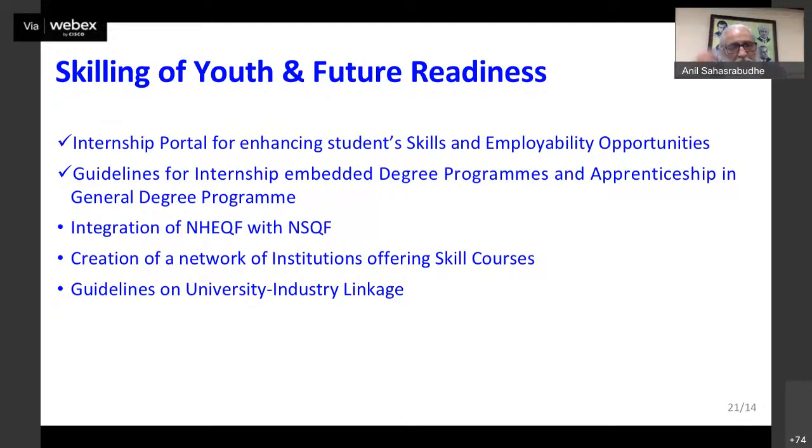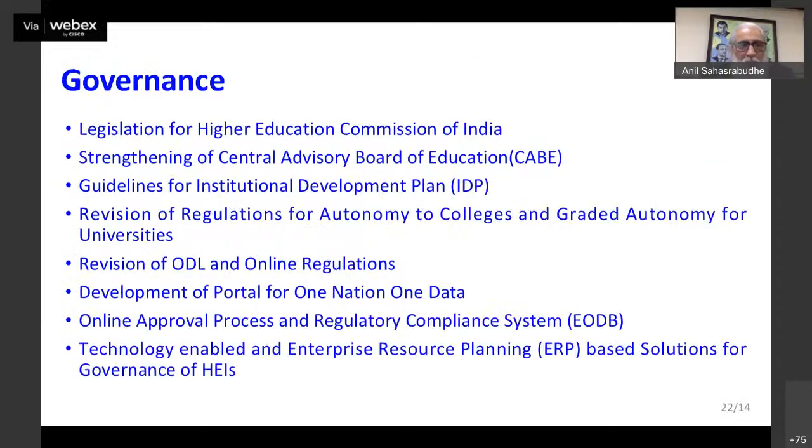Skilling of youth and future readiness simply cannot be wished away. We have an internship portal created by AICTE. It is embedded in both apprenticeship and internship programs. Integration of skills and higher education is already in place. University-industry, not just linkages but also partnerships and a lot of activities together, are also on the cards. Many institutions are doing it, and many others who are not doing it need to do it.